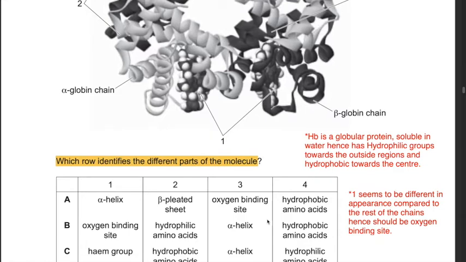And if you look at 1, it seems to be different in appearance compared to the others because 1 seems like a sort of a circular shape, whereas the others are represented as coils. Therefore, 1 should definitely be oxygen binding site and not alpha helix. Therefore, the answer being B. 1 oxygen binding site, 2 hydrophilic amino acids, 3 alpha helix, 4 hydrophobic amino acids.